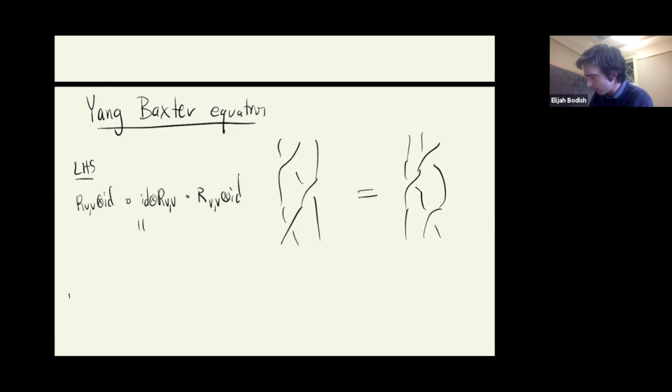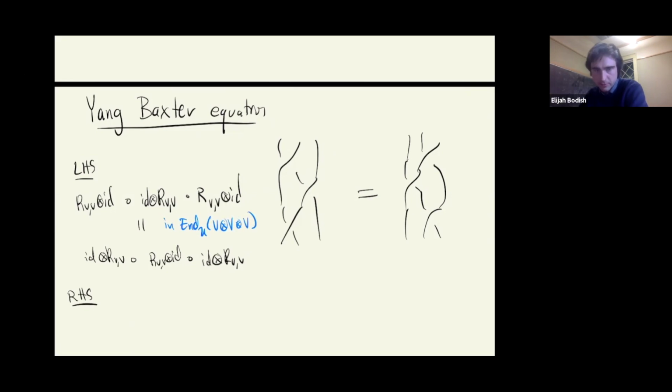And this is equal to, well, my right-hand side, this is identity tensor RVV composed with RVV tensor identity composed with identity tensor RVV. So this equality between maps between tensor products is, I guess, equality in End U of V tensor V tensor V. So the point is that we'll be able to derive this Yang-Baxter equation from the hexagon equation.